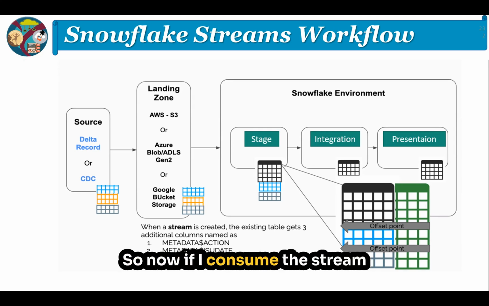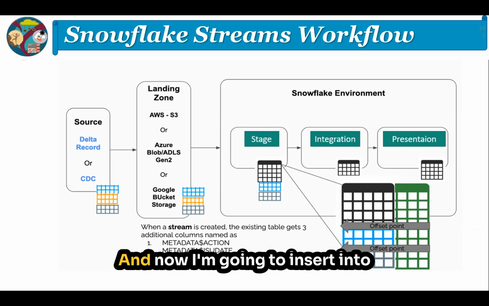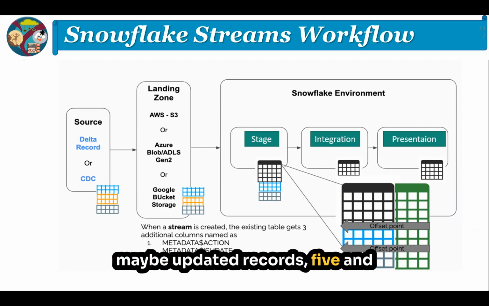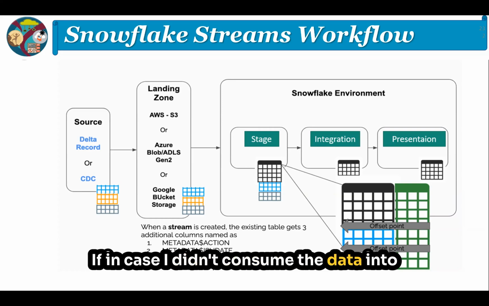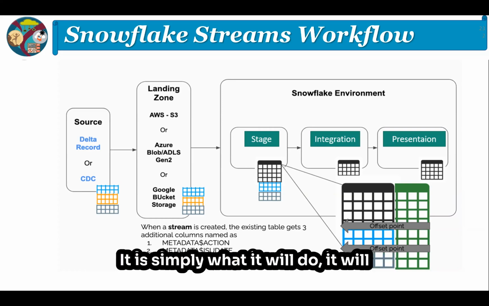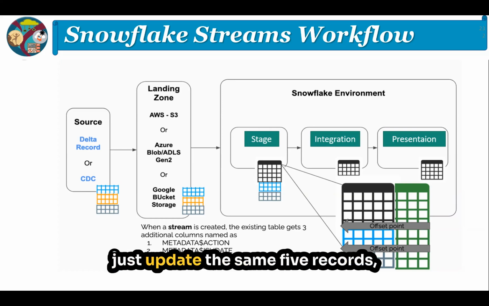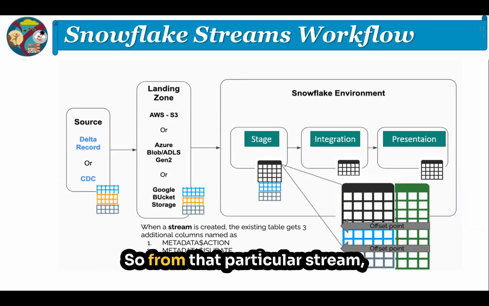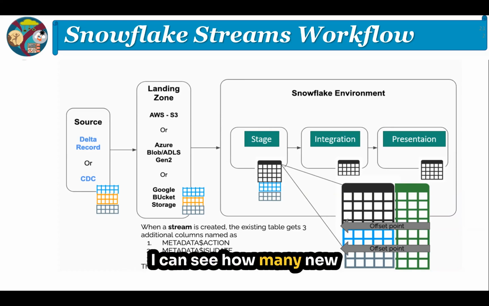So now if I consume the stream, by that time it will be empty, and now I am going to insert a new set of records, maybe 5 updated records and 5 newly inserted records. If in case I didn't consume the data from the stream into the presentation layer, it will simply update the same 5 existing records and newly insert another 5 records. So from that particular stream, I can see how many new records got inserted and how many records got updated. So this is how this entire flow will work in streams.